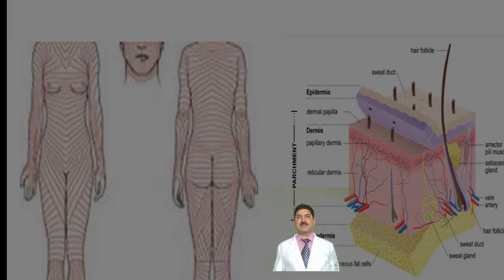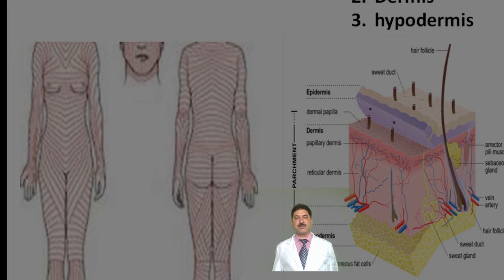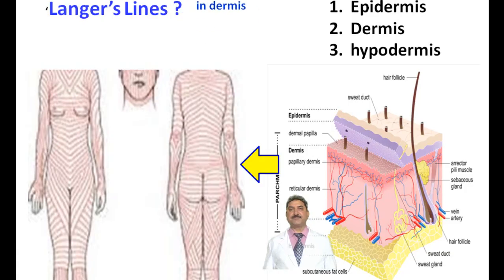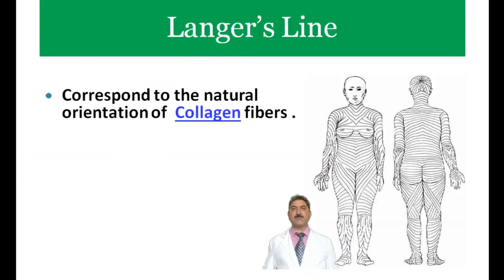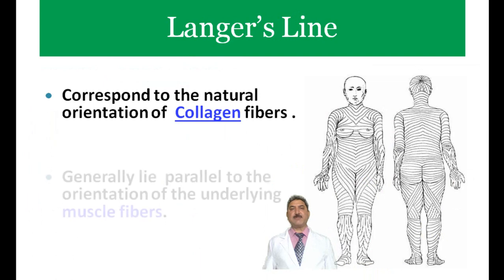Now, what are these Langer's lines? Skin consists of epidermis, dermis, and hypodermis. Collagen is present in dermis. The arrangement and orientation of collagen fibers in dermis determines the direction of Langer's lines on the surface of skin. So Langer's lines are produced by collagen fibers in dermis. These lines correspond to the natural orientation of collagen fibers in dermis.